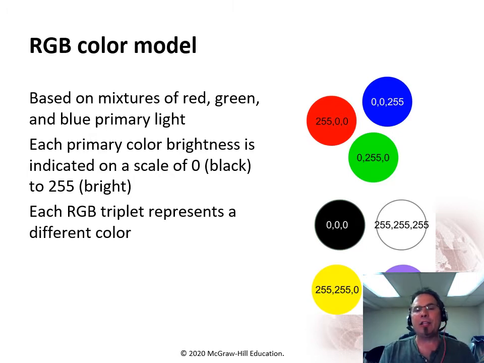It's an additive model. So when you add them all together, you get white. And then the gray shades are when you have all three of the numbers the same except somewhere in between. So let's say 10, 10, 10 or 30, 30, 30. Those are gray shades. And then you have something like the yellow, which is 255, 255, and 0. So there's no blue whatsoever. Okay. So it's an additive model.